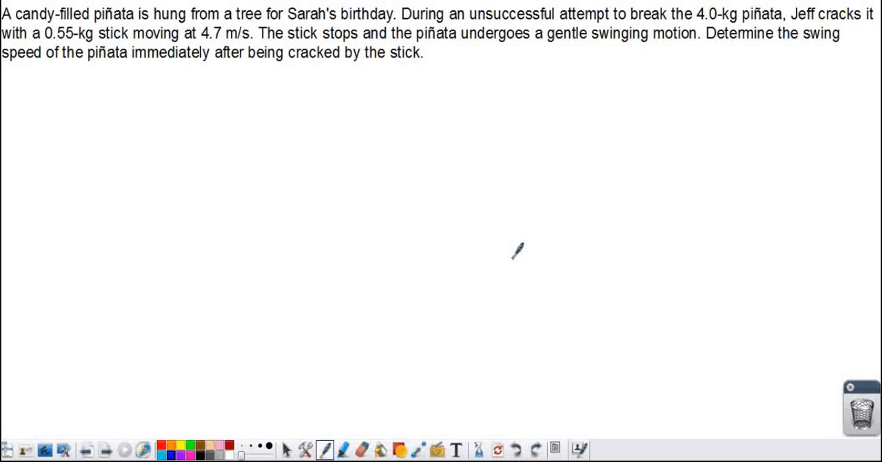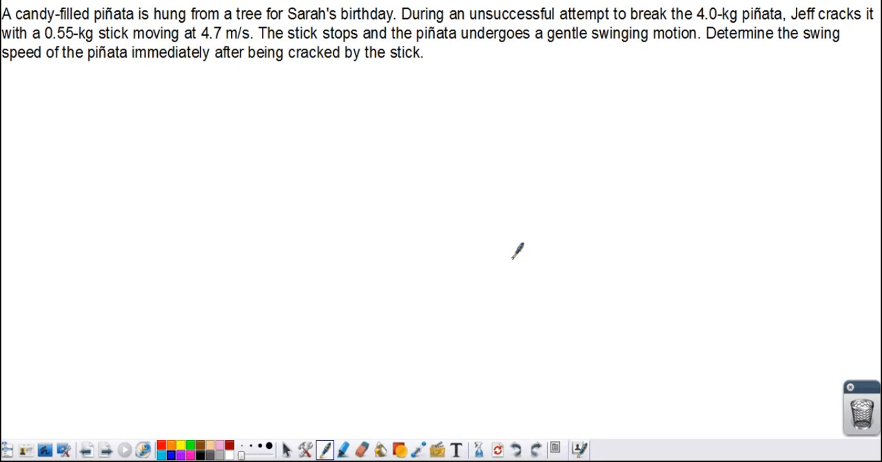A candy-filled piñata is hung from a tree for Sarah's birthday. During an unsuccessful attempt to break the 4-kilogram piñata, Jeff cracks it with a 5,500 kilogram stick, moving at 4.7 meters per second. The stick stops and the piñata undergoes a gentle swinging motion. Determine the swing speed of the piñata immediately after being cracked by the stick.